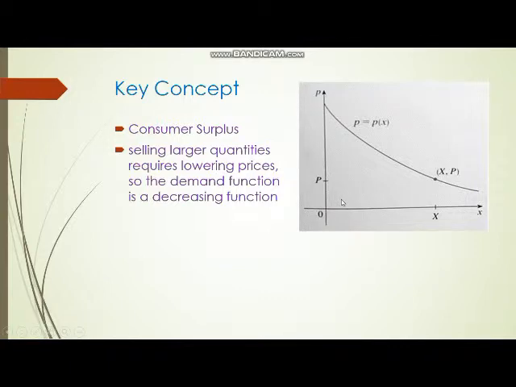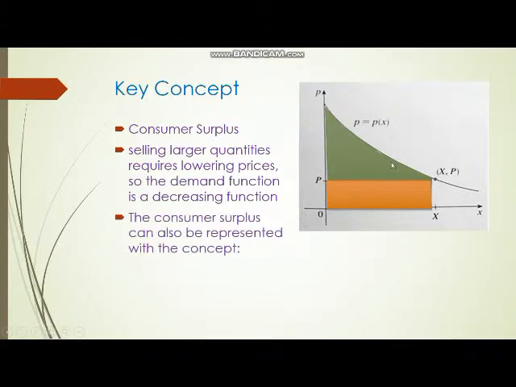At a given price, some consumers who buy a good will be willing to pay more, so they benefit. The difference between what a consumer is willing to pay and what the consumer actually pays for a good is called the consumer surplus. So this is the area consumers are willing to pay, and this is the area consumers actually pay. So this area is the consumer surplus. The consumer surplus can also be represented as: consumer surplus equals maximum buying price minus actual price.